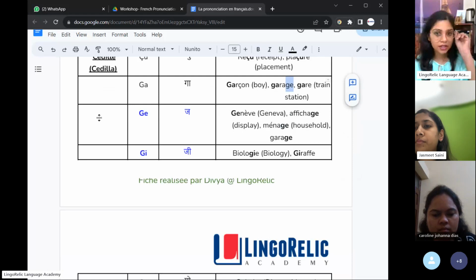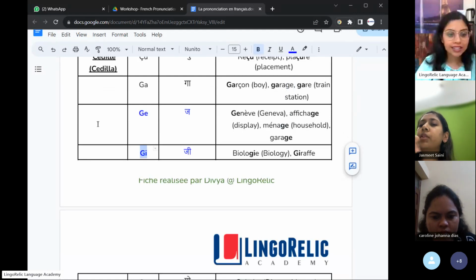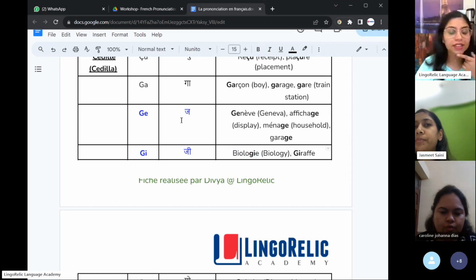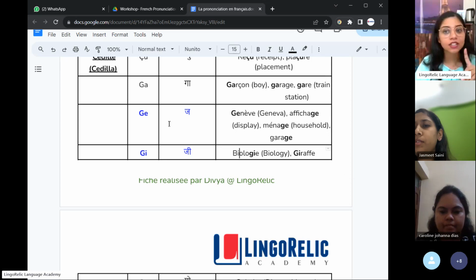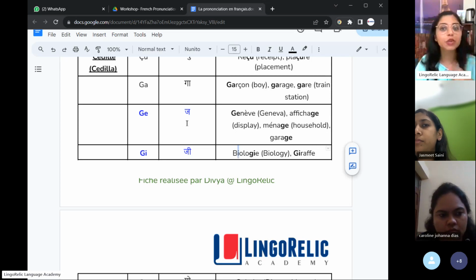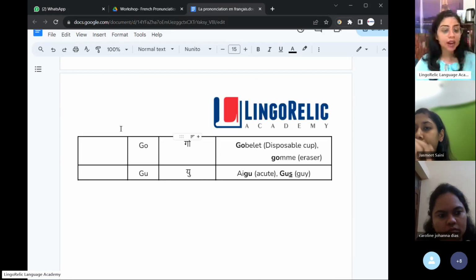Then you also have G, not gi, but G. So likewise, you should be saying what? Biologie. That's right. Also pay attention that this is not biology, it's biologie, because in French it is always E only, it's never I. And giraffe. That's right. So by this point you have a good idea that you just have to break and join the syllables. Does this help so far?